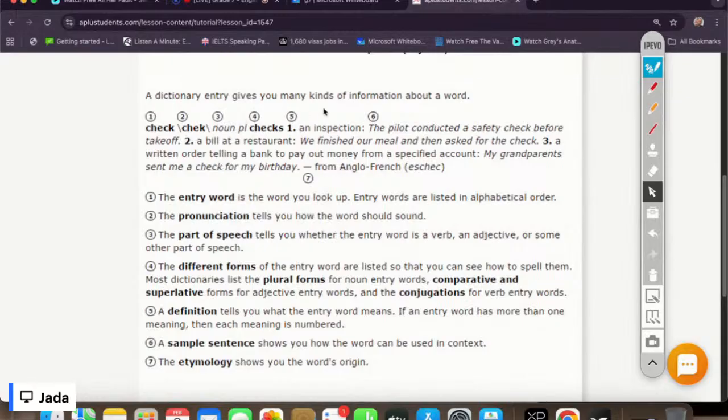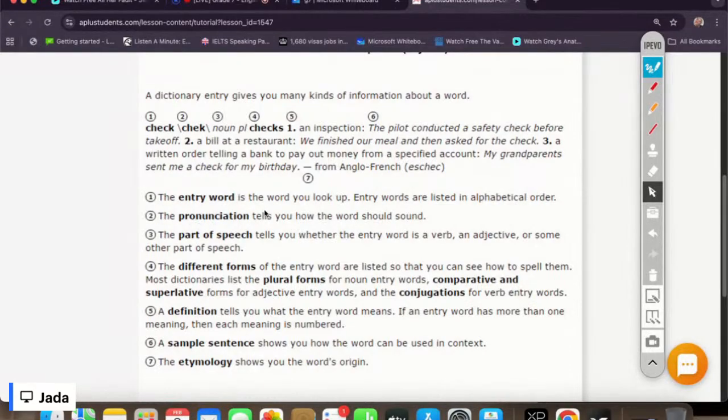Alright, so a dictionary entry gives you many kinds of information about a word. So we have check, and it's a noun, right? So we have three explanations for check. The inspection. So the pilot conducted a safety check before takeoff. So that's in form of inspection. Then a bill at a restaurant. So when you get a check after eating, and also a written order telling a bank to pay out money. So the check that they write a specific amount that you should get from the bank.